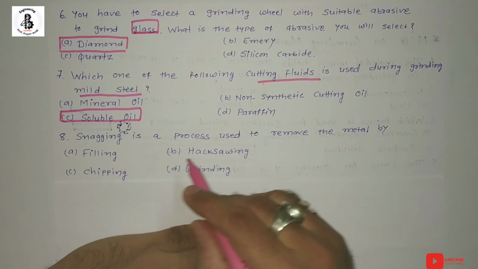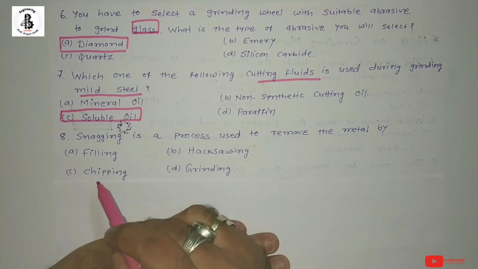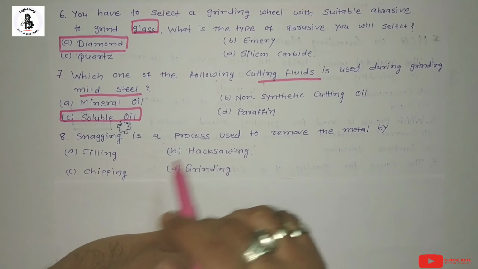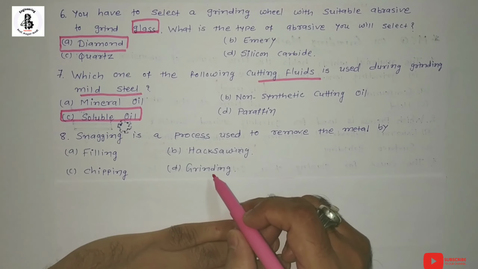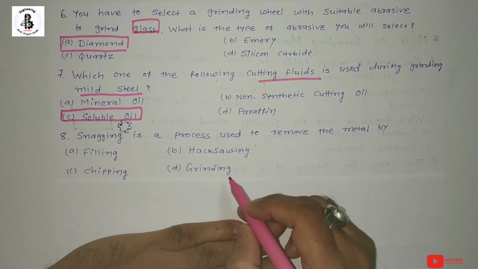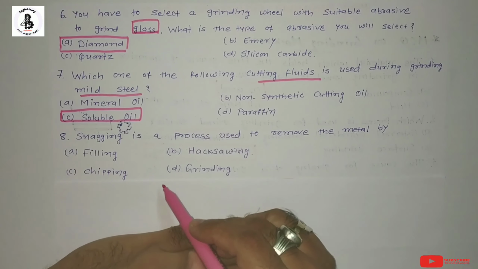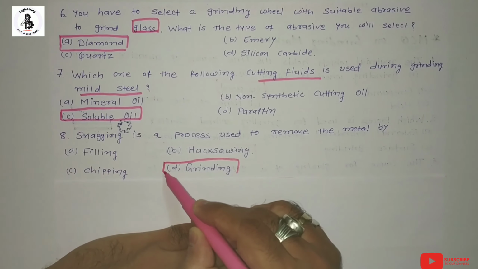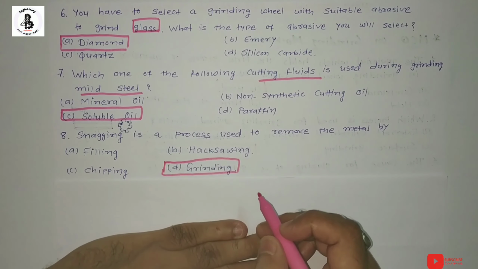Snagging is a process used to remove metal by: option A, filing; option B, hacksawing; option C, chipping; and option D, grinding. Basically, snagging is the process of removing cracks or micro cracks on the surface. You can use grinding to remove that particular metal from the surface. So the right answer is grinding.